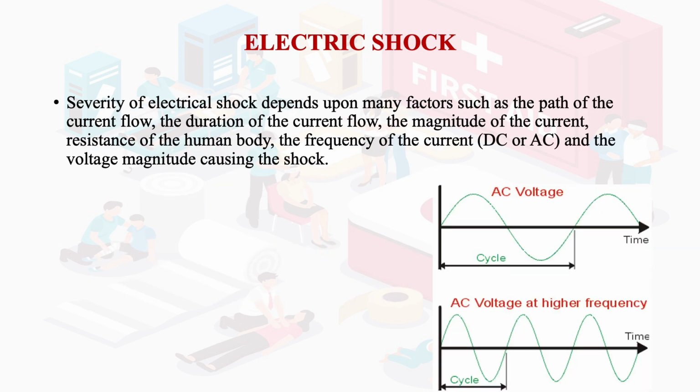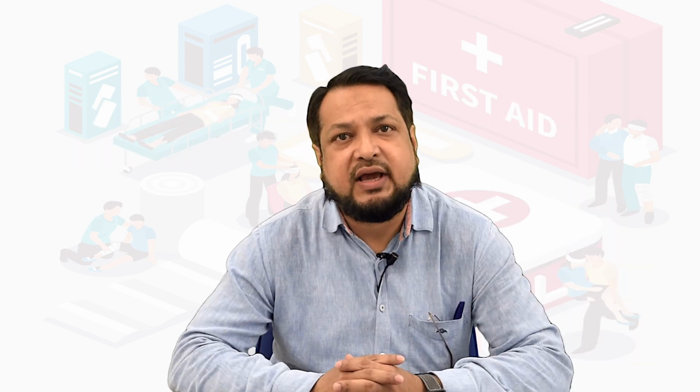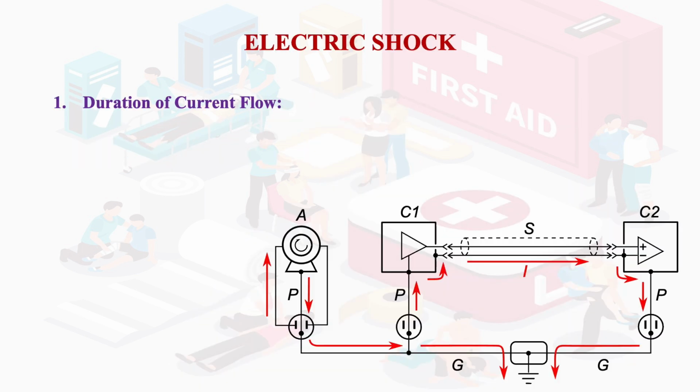Severity of electric shock depends upon many factors such as path of current flow, the duration of current flow, the magnitude of current, resistance of human body, the frequency of the current, that is whether it is AC or DC, and the voltage magnitude causing the shock. Now let us have a look at these factors. Duration of current flow.